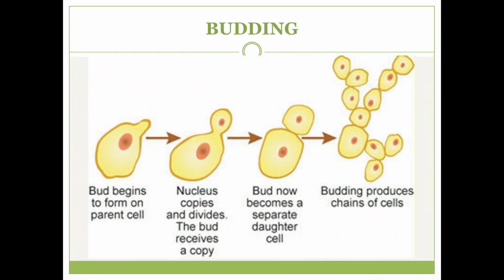The next method of asexual reproduction is budding. This type of reproduction usually takes place in yeast cells. The bud begins to form on the parent cell. The nucleus copies and divides, and the bud receives a copy. The bud now becomes a separate daughter cell. As we can see here, slowly a small bulge has formed. Then the bulge starts to separate from the parent cell. Budding produces a chain of cells.